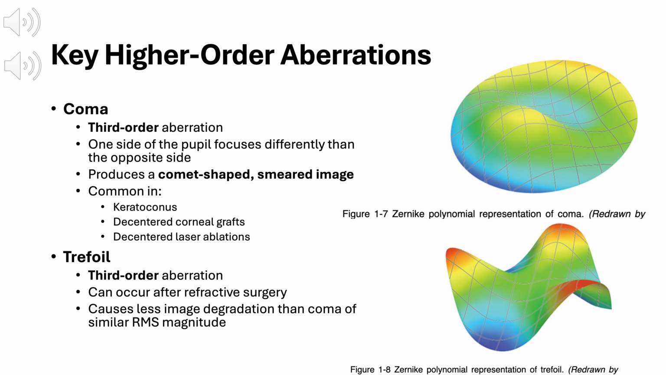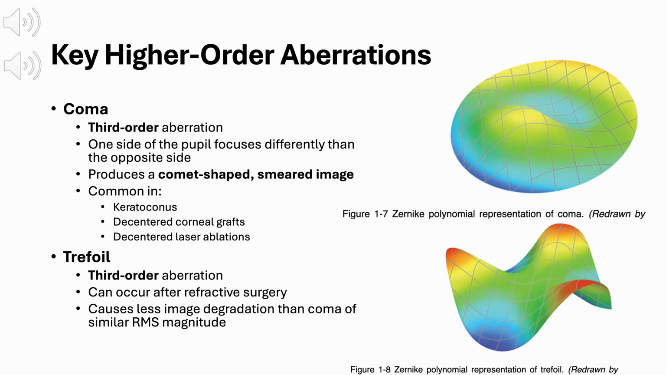Coma is commonly seen in conditions where the optics are asymmetric. Classic examples include keratoconus, decentered corneal grafts, and decentered laser ablations. In all of these cases, the problem isn't uniform blur, but imbalance across the pupil. The image on the slide shows this asymmetry, with one side of the wavefront elevated and the other depressed, reflecting uneven focusing. Trefoil is also a third-order aberration, but it behaves differently.